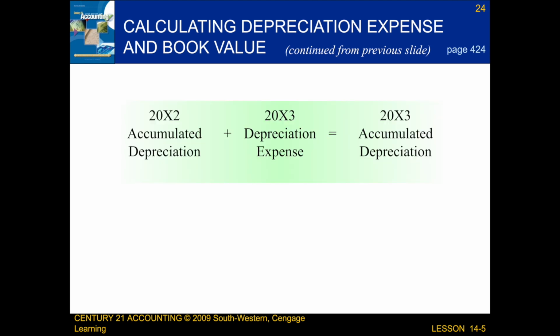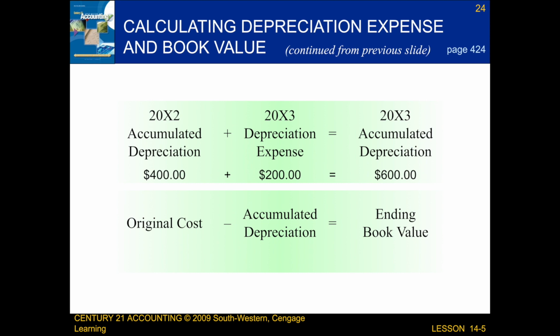Continuing on to the next slide, the next step is to take the accumulated depreciation from 20x2, which is $400, and add it to the depreciation expense from 20x3, which is $200, and that will give us the accumulated depreciation for 20x3, which is $600.